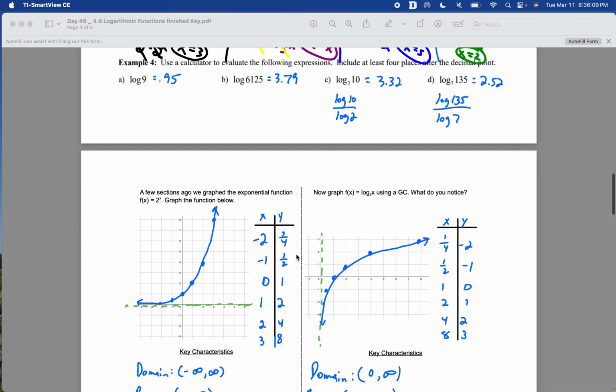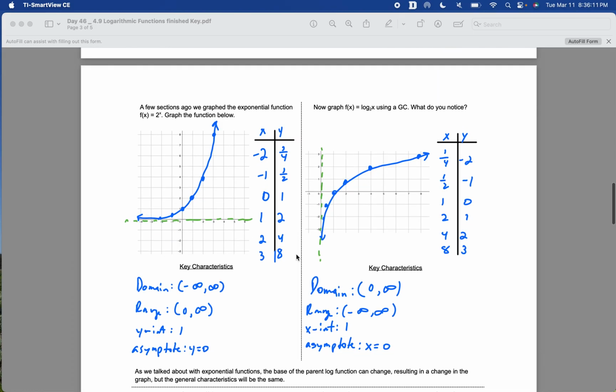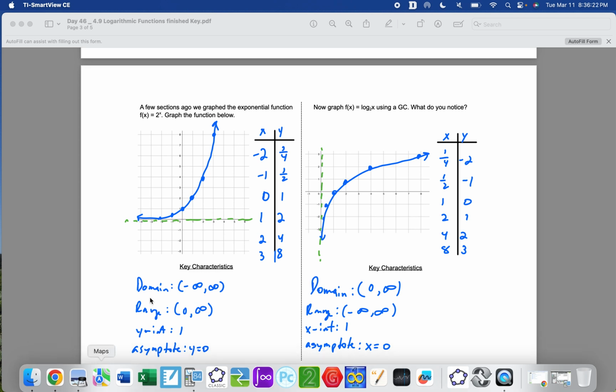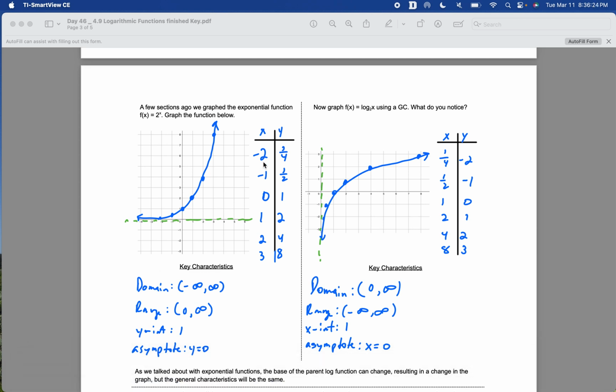Okay. So to finish our notes today, we are right here. A few sections ago, we graphed the exponential function f of x equals 2 to the x. Graph the function below. You are able to use your calculator here, but really if you just plug in points, if I plug in 0, 2 to the 0 is 1. If I plug in 1, I get 2. If I plug in 2, I get 4.